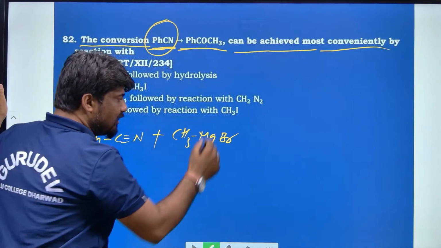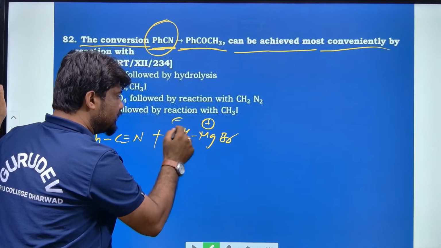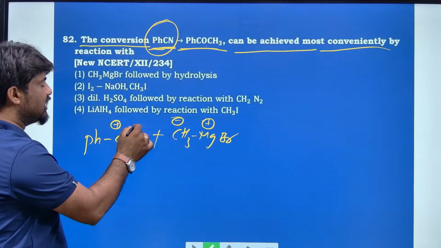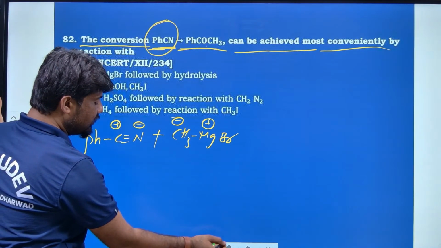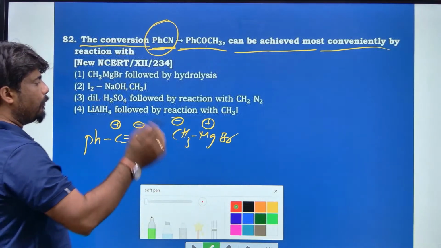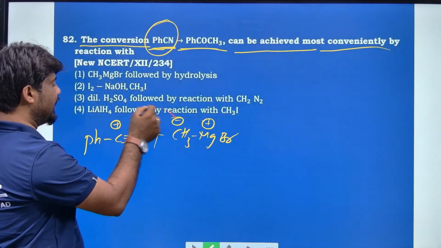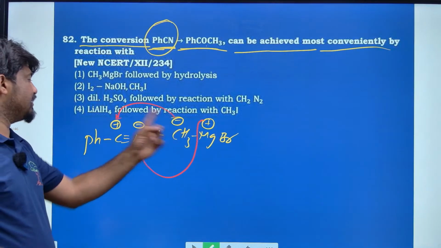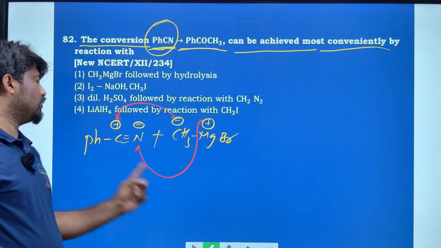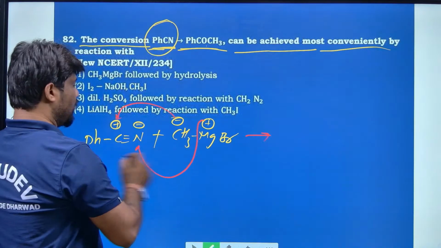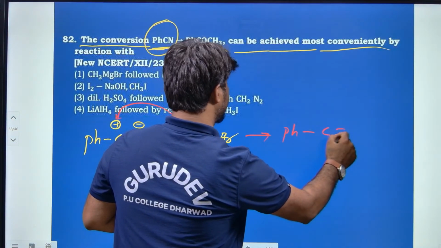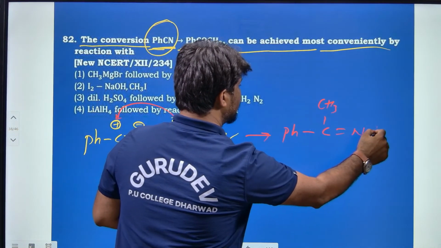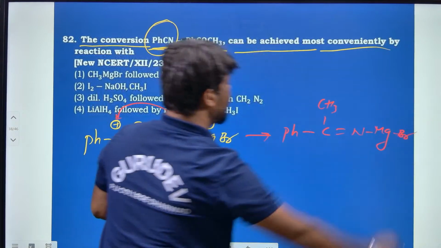We know that in this Grignard reagent, magnesium is always positive in charge and methyl is always negative in charge. Also we know that in nitriles, carbon carries a plus charge and nitrogen carries a minus charge. So when the reaction takes place, opposite charges attract. CH3 minus attacks C plus, and Mg plus attacks N minus, resulting in the formation of PhC double bond N. This carbon is attacked by CH3, and this nitrogen is attacked by MgBr.